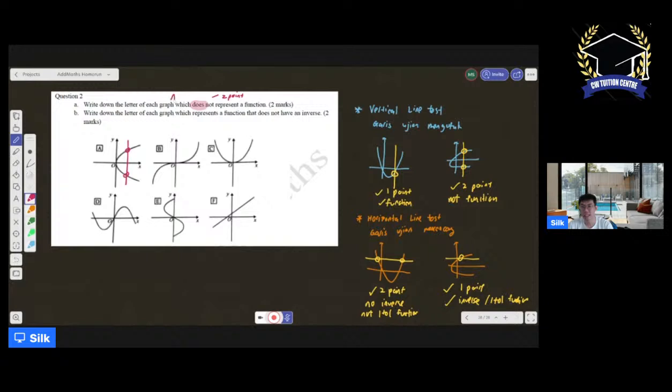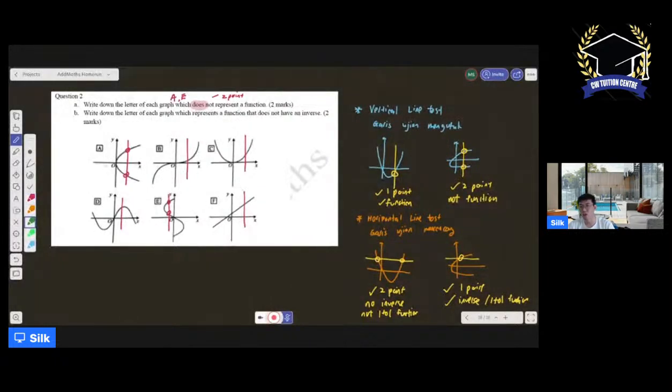So A is not. B, is it only 1 point? C or not? Yes, it's function. D is function. E, tahan 2 point. So E is not function. F, no, is a function. So easy only. 2 marks, just labeling like that, you see. So you need to understand the question.